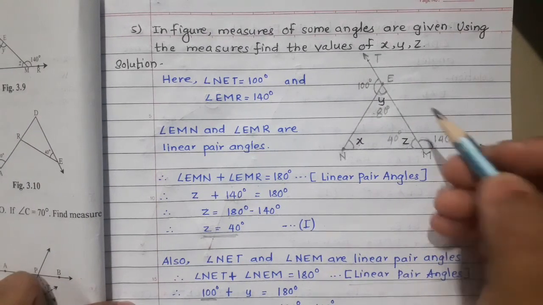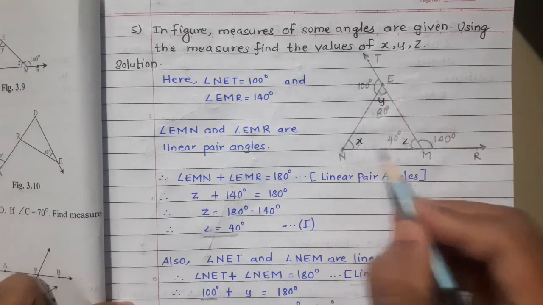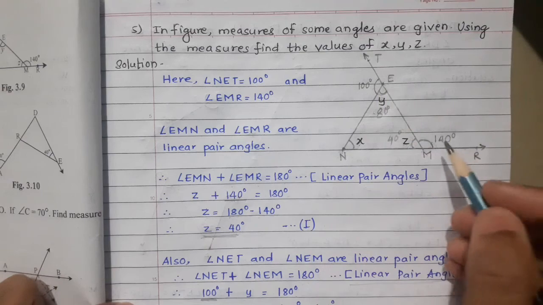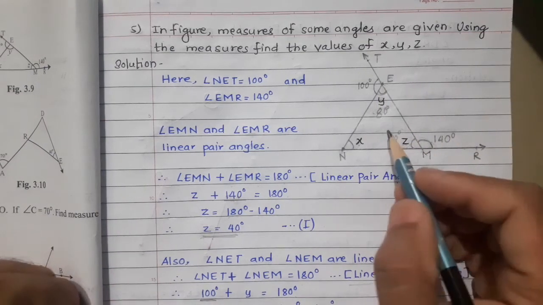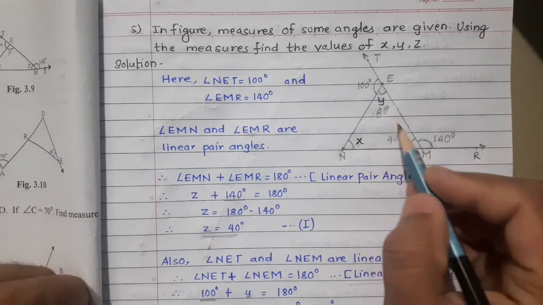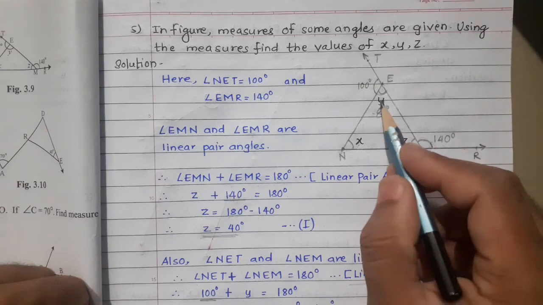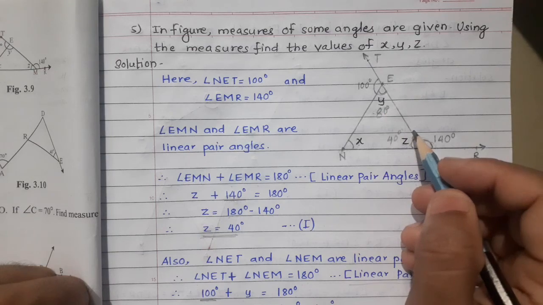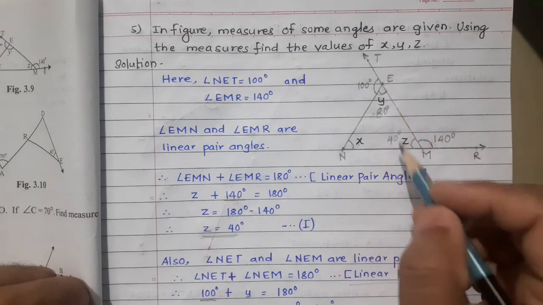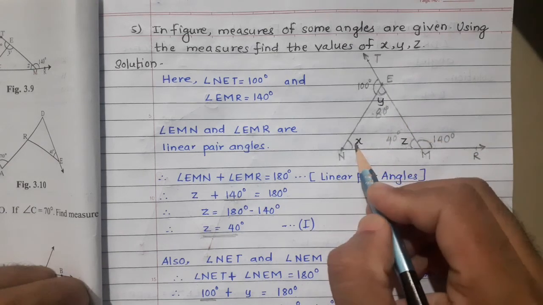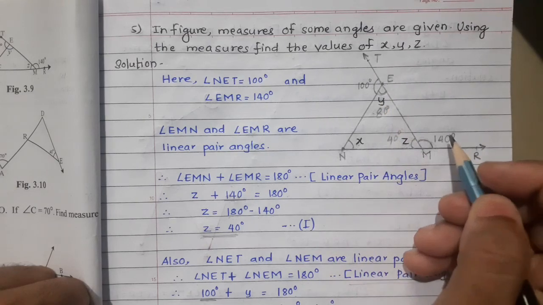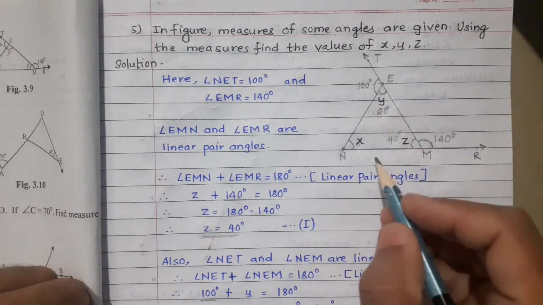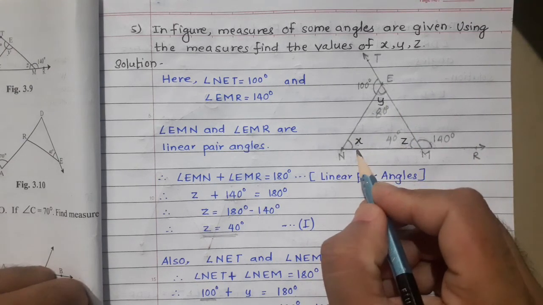Now see, in triangle ENM, we have the measures of these two angles, and we know that the sum of all angles of a triangle is 180 degrees. So we can write angle X plus angle Y plus angle Z is equal to 180 degrees, and in that we have the measures of Y and Z. Then we can find the measure of X.